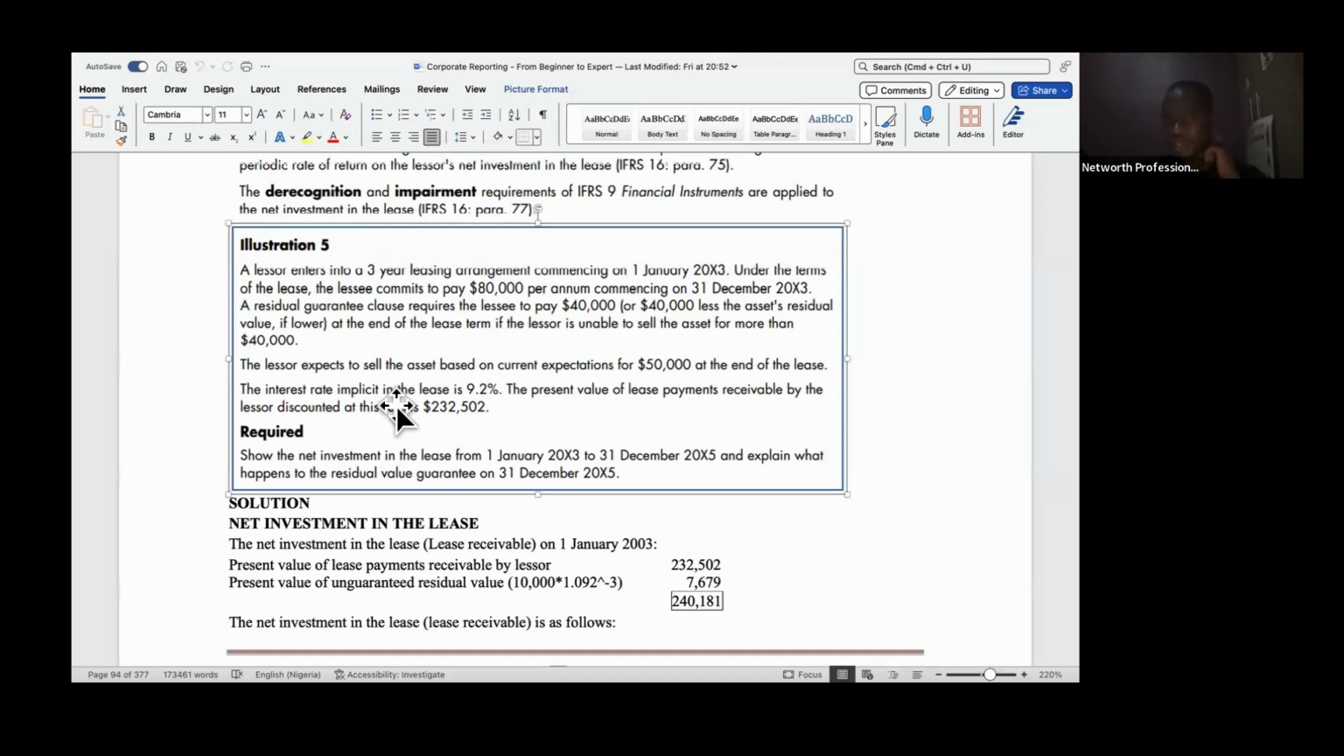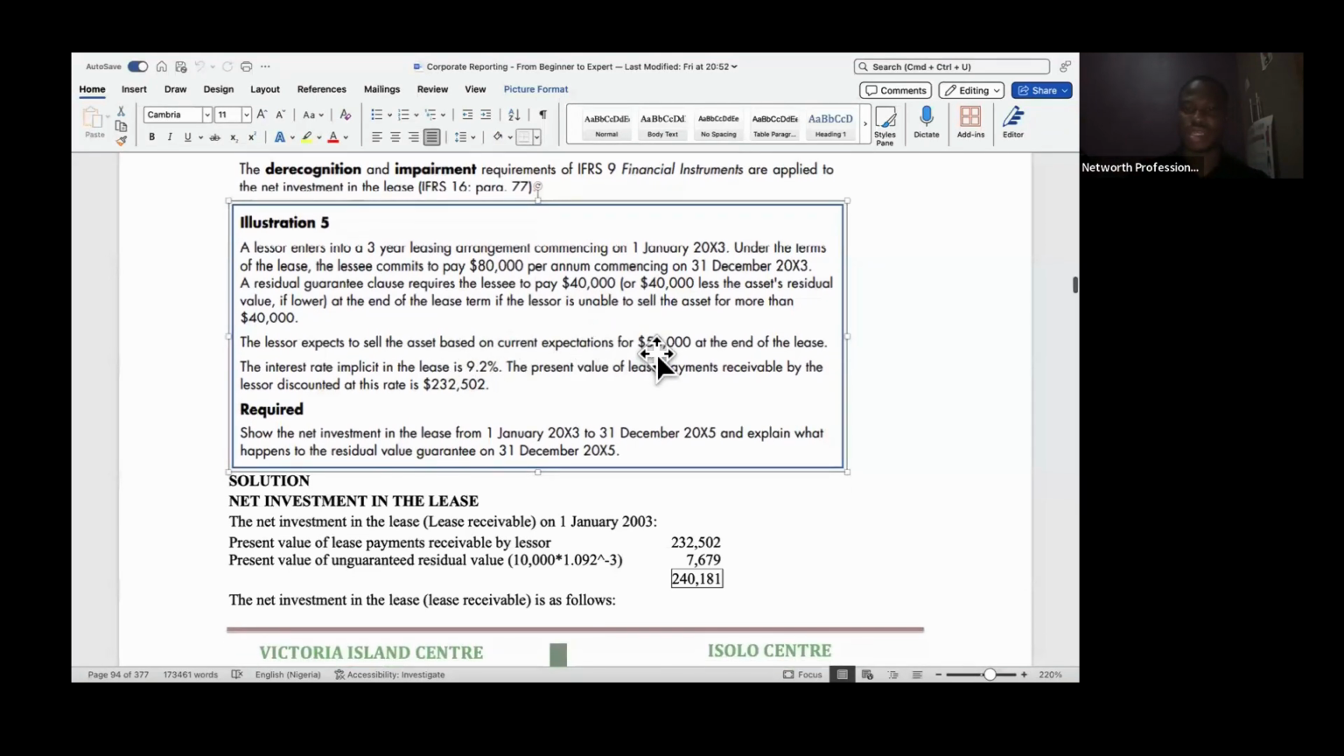Okay, so this is more like it, right? This lessor enters a 3-year leasing arrangement from 1st of January. The rent we'll be collecting is 80,000 per annum, collected at the end of every year. Now, they were told there is a residual guarantee clause, so there is a residual value guaranteed of 40,000, meaning that the lessee has guaranteed the lessor that he will get 40,000, right? But the lessor expects the asset to get 50,000.